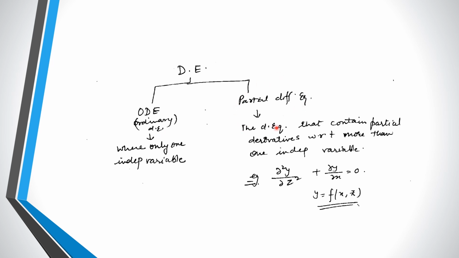A partial differential equation is a differential equation which contains partial derivatives with respect to more than one independent variable. So any differential equation which involves partial derivatives with more than one independent variable is a partial differential equation.